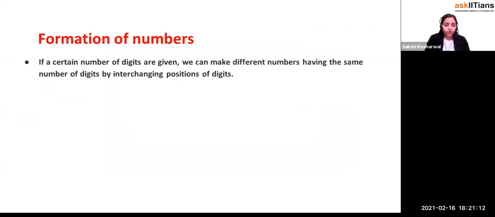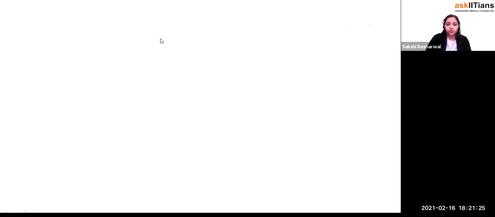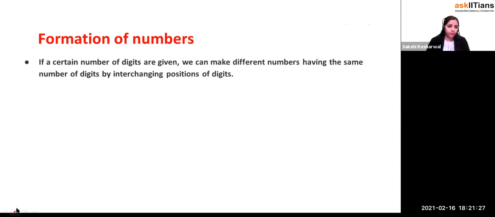Yeah, formation of numbers, you have the formation of numbers. In the formation of numbers, if a certain number of digits are given and we make different numbers having the same number of digits by interchanging the position, you're just interchanging the position. So what happens if I give you a question?